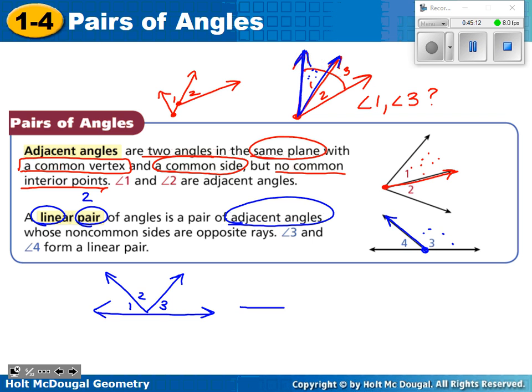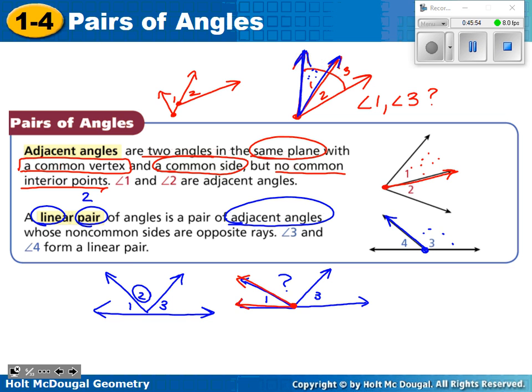If I were to redraw angle 1 and then redraw angle 3, do they fit the characteristics for adjacent angles? Do they have a common vertex? Yes. Do they have a common side? No. If I were to draw the two sides of angle 1, are either one of those the sides for angle 3? No. The angle 3 sides are in blue. The angle 1 sides are in red. They do not have a common side. There is a big gap in between them right here. If they're adjacent, they have to be touching on one side. So these are not a linear pair because they are not adjacent.